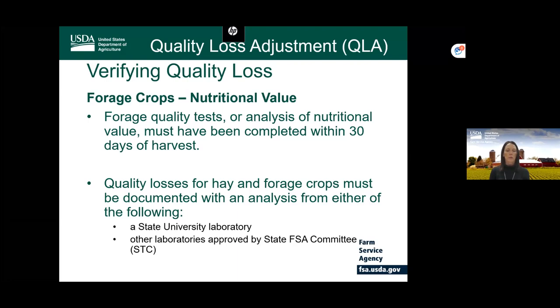So if you are applying for a forage crop and have those nutrient value tests, we want to make sure you're in contact with your county office, and then the state committee will review them to see if they are eligible.